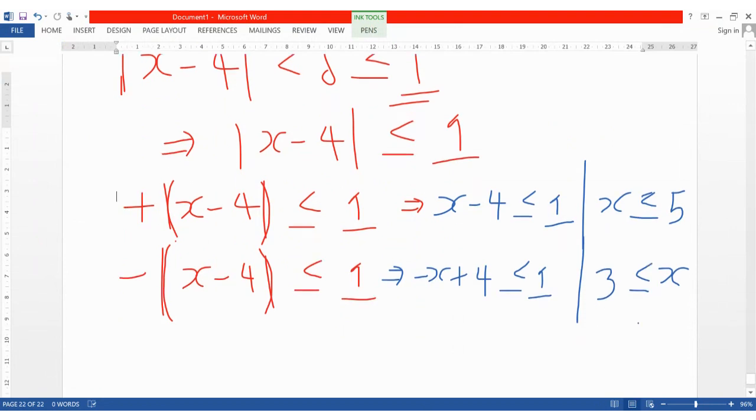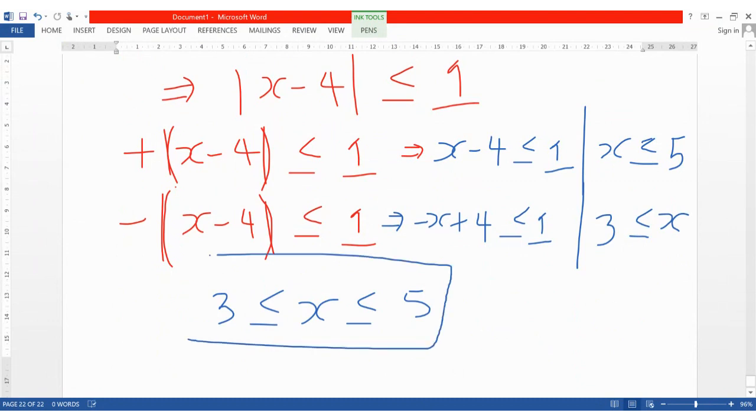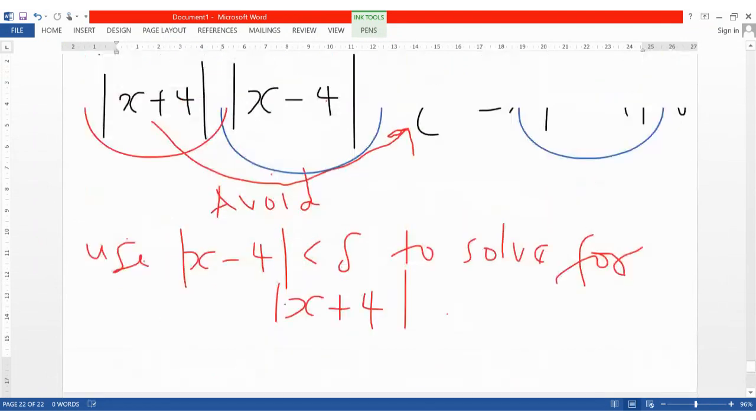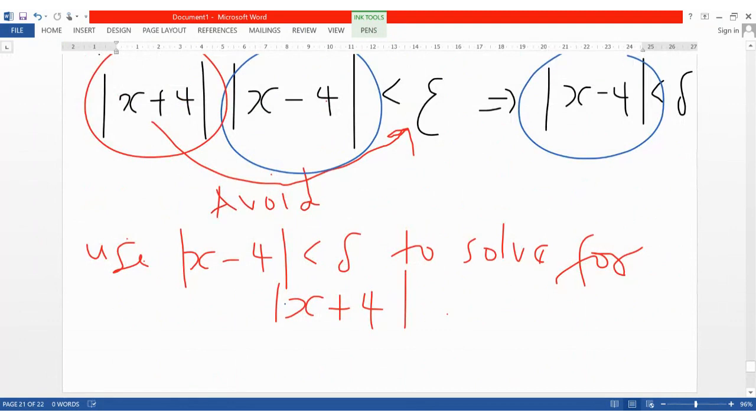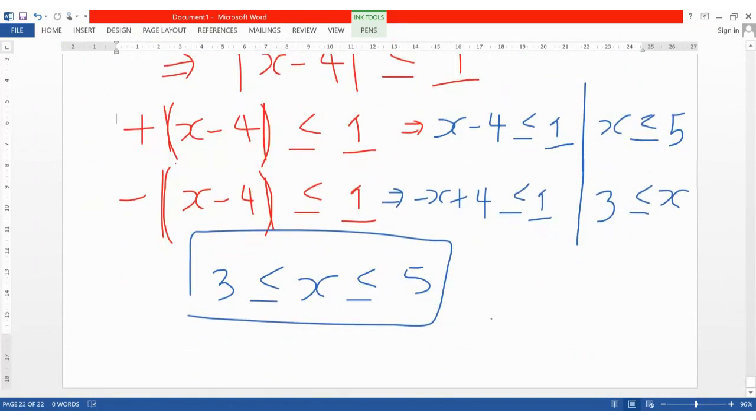So I can combine this into one. X is less than 5 and x is greater than 3. So I'll have that there. Always the bigger number, the 5, will be on the right-hand side. So I've been able to solve for that one. Remember, I said I picked a delta to assist me to solve for the magnitude of x plus 4. I'm not yet there. When I have the magnitude, I can easily come and say, but my board has ended. Now I'll have to introduce a new board. I'm hoping that we are there. I have to delete all this.